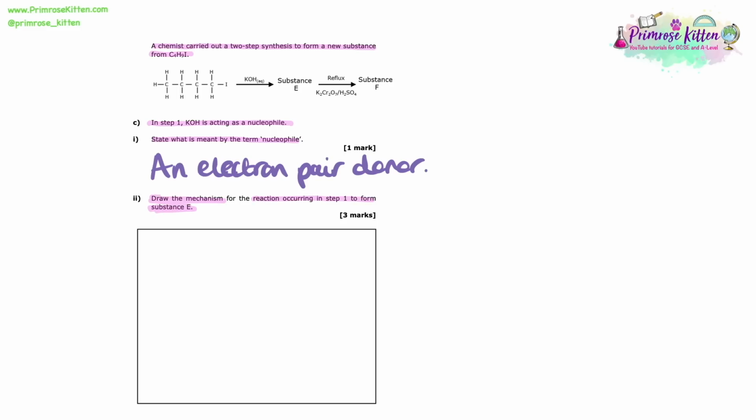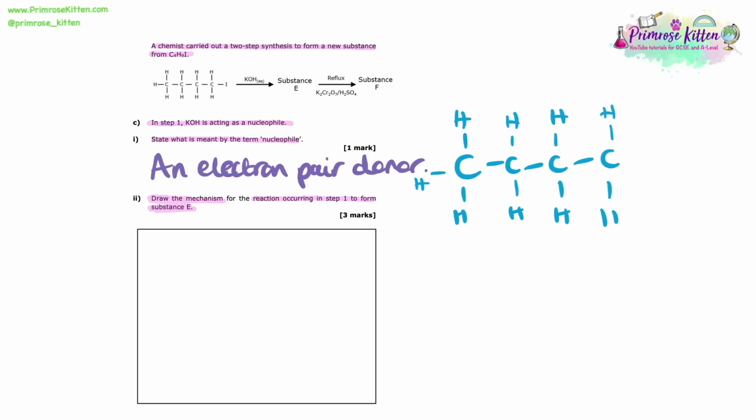In order to do this, I'm going to start off just by drawing out my initial structure of C4H9I. And when doing this, we need to remember to draw on any relevant dipoles. So we should recognise that iodine is more electronegative than carbon, and therefore we're going to get a delta negative iodine and a delta positive carbon. Now we've also got the OH minus from the potassium hydroxide. That has a lone pair, and the electrons from that lone pair go to the delta positive carbon, and the electrons in the carbon-iodine bond go towards the delta negative iodine.